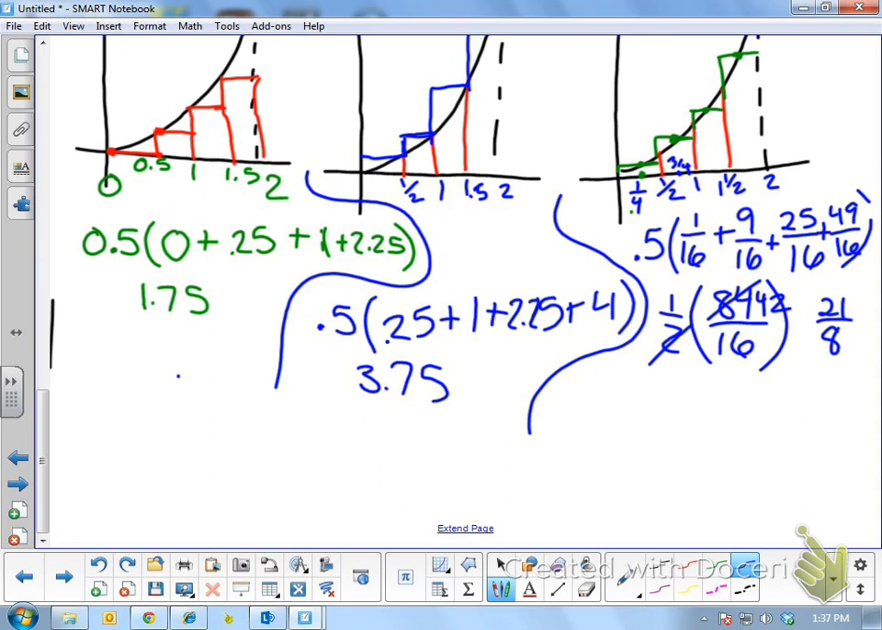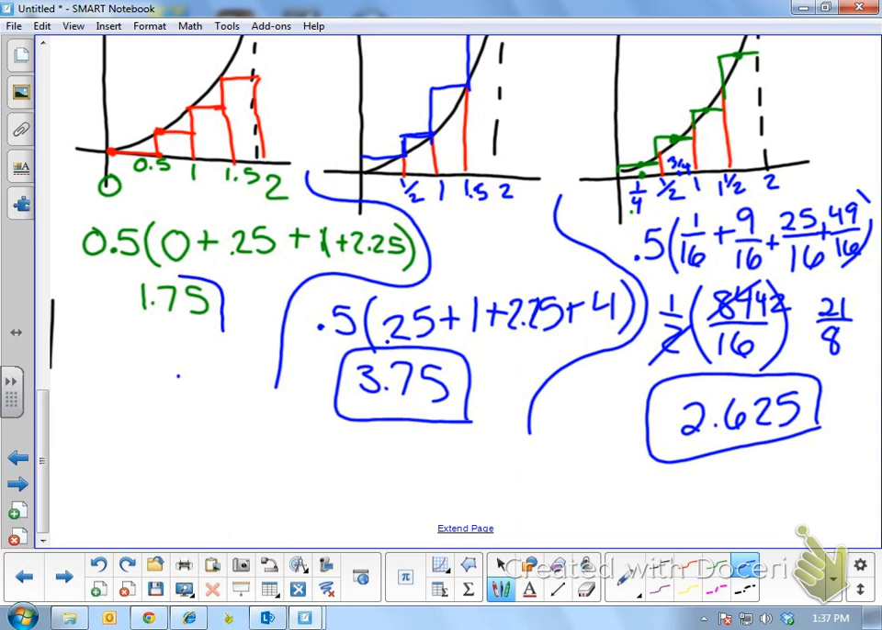Or 2.60. So that's probably the closest approximation of the three. We know it's somewhere in between 1.75 and 3.75. So that's probably the closest approximation we have.